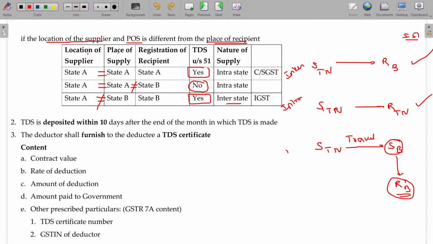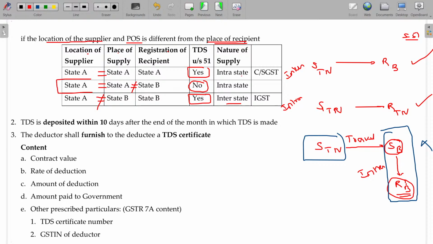Intrastate. This is intrastate because these two are the same place, right? So it is intrastate. Then the supplier and the recipient are in the same place, but the supplier's registered place is totally different. Then section 51 is not applicable. Clear? This point you have to be careful.